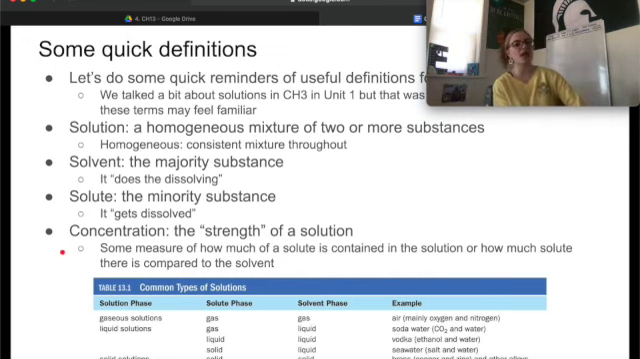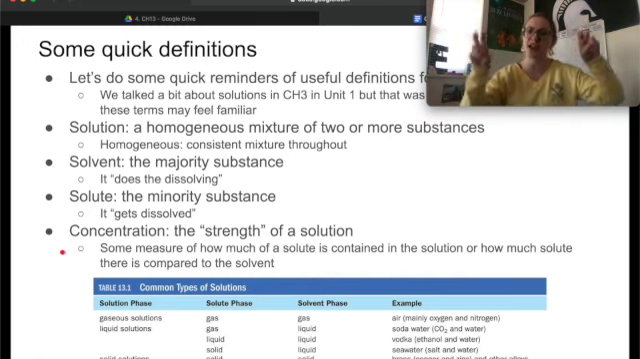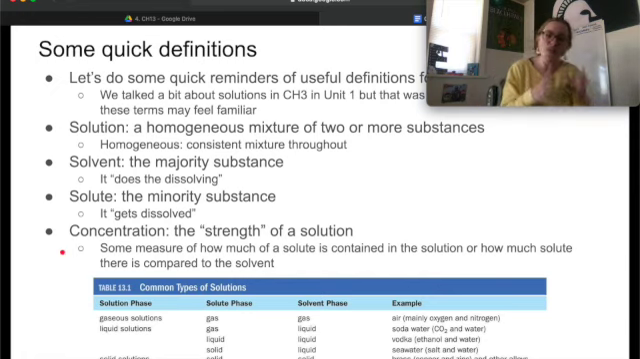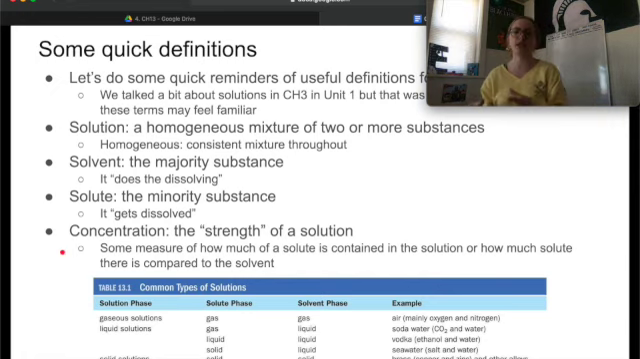We've talked about this a little bit. You may have heard me mention it before, and you may have heard concentration in terms of solutions before, but I want to make sure right now that you know that what I mean is kind of the strength of the solution. So how much solute did you actually put into your solvent?